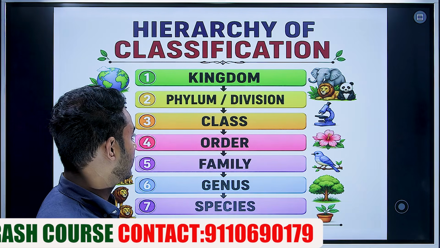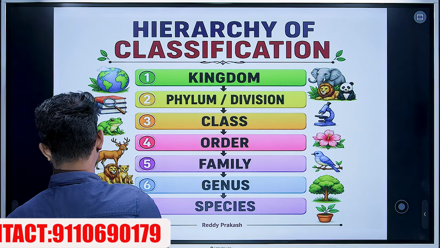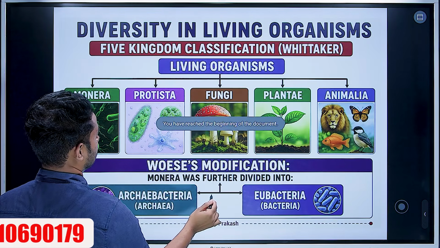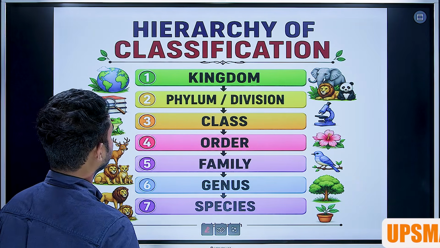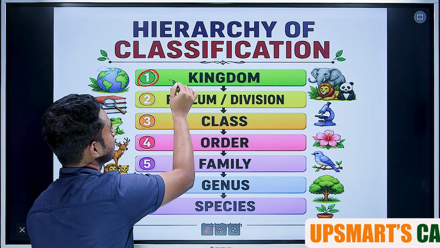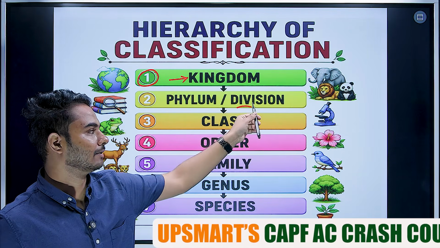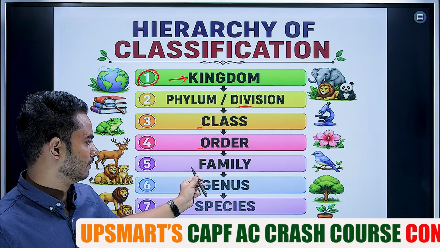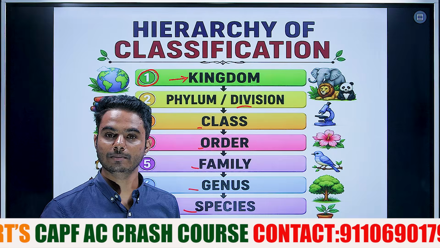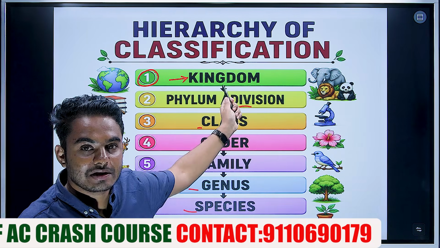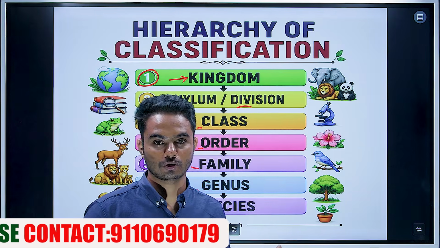I told that the first one is kingdom. Then comes phylum, which is also known as division, class, order, family, genus, species. In the examination the question might be very direct and easy: arrange all of this in sequence, or pick the right one. This can be the question.